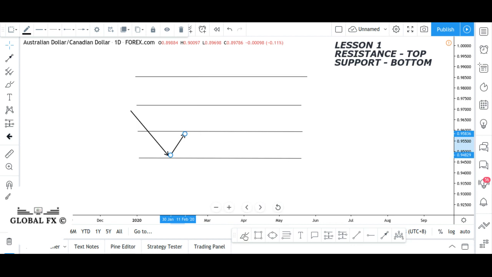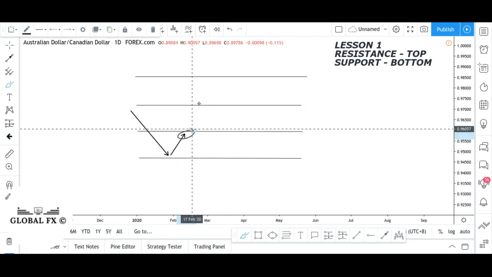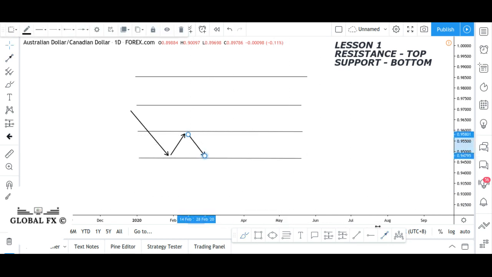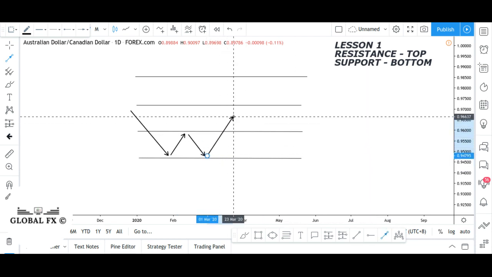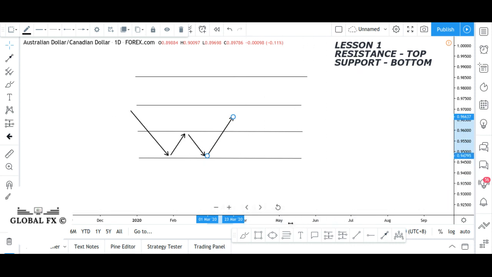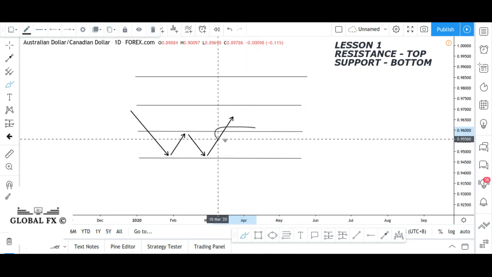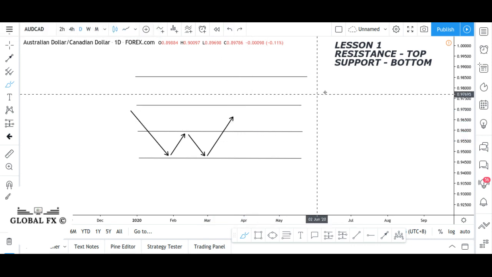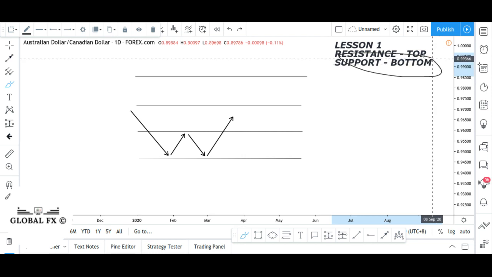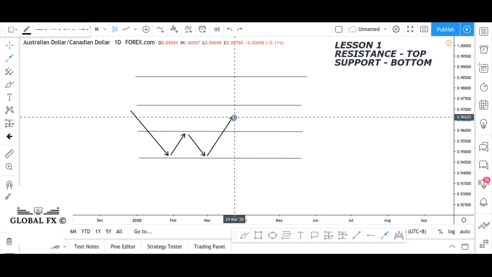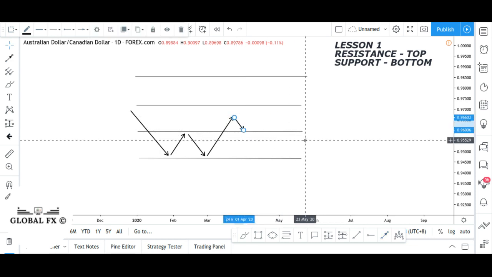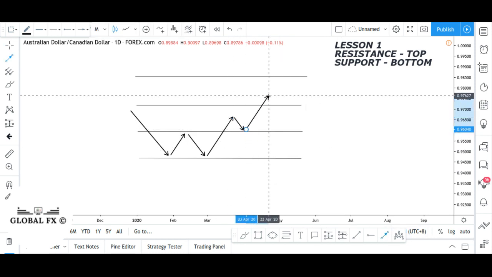If the market cannot break through this resistance area, then the market will move back down to the support area. Once the market does break through this resistance area, then this old resistance area over here will then turn to support, because support is always at the bottom and resistance is always at the top. So basically, the market will then come down again to retest its support area, retest the support area and then continue to the upside.